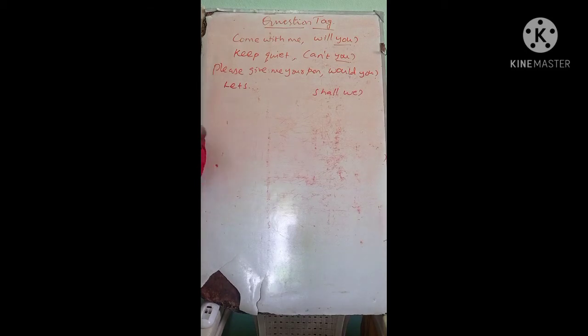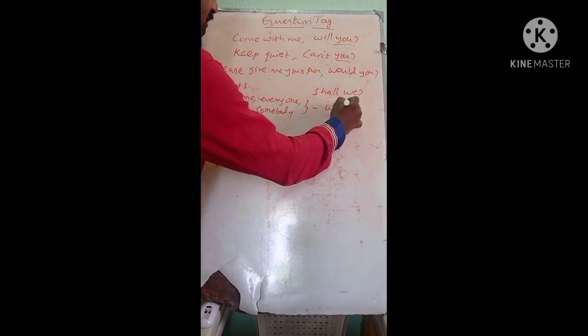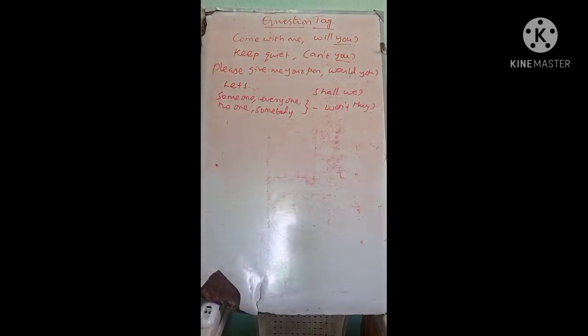And another important thing, see, everyone or no one, someone, somebody. In case the sentence has someone or everyone, no one, or somebody, you should write what? You should write in your tag won't they. You should write won't they. Clear? Good.